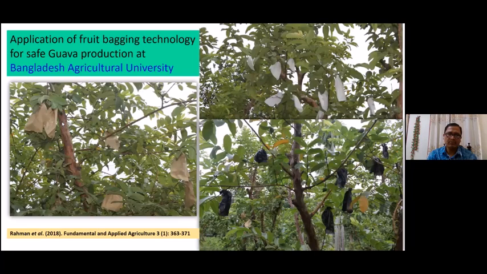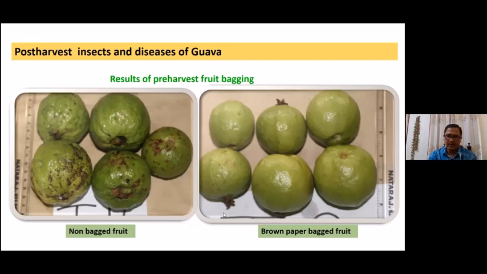Here in Bangladesh, we have been using fruit bagging technology for safe guava production. That is, we can use different kinds of bagging materials that will help not only against disease, but also protect the fruit from fruit fly and other diseases. Here is some reference. We have completed some work to control the fruit fly and we got good results here. Fruit bagging gave smooth, smart, and clean fruit after harvesting, while unbagged fruits are known to be infected by some pathogens, anthracnose and other organisms, and also the fruit shape and size become not good, like bad fruit.